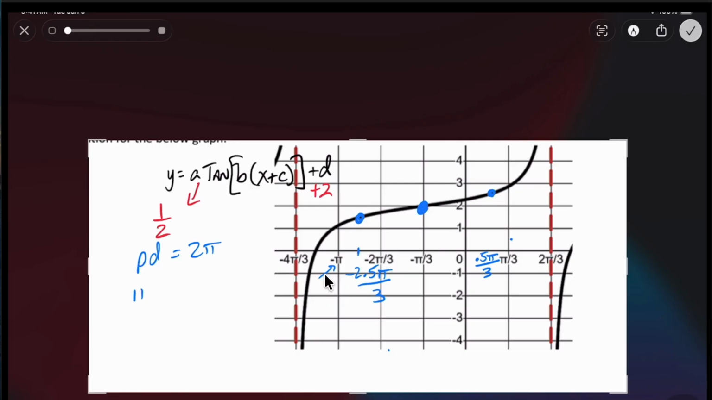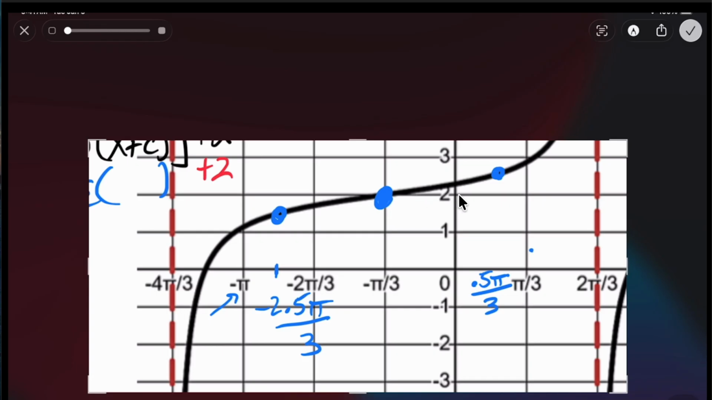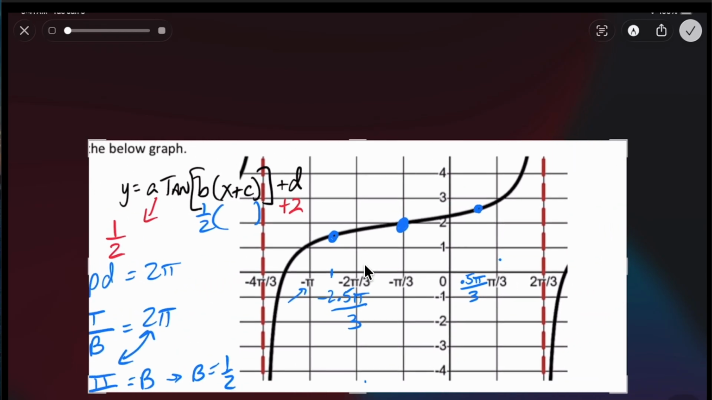So the way we get our b value is the period of the parent function divided by the b value gives us the period of this transformed function. We're allowed to switch these. We're going to have pi over 2 pi equals b. Therefore, b equals 1/2. Okay, now finally, let's get our phase shift. For tangent, remember, we're going to look at the center point. So it looks like that tangent has been moved negative pi over 3 to the left. That's going to manifest in us calling this x plus pi over 3.